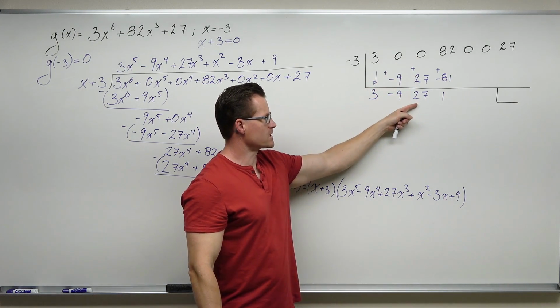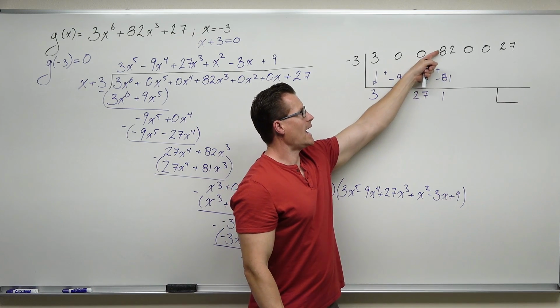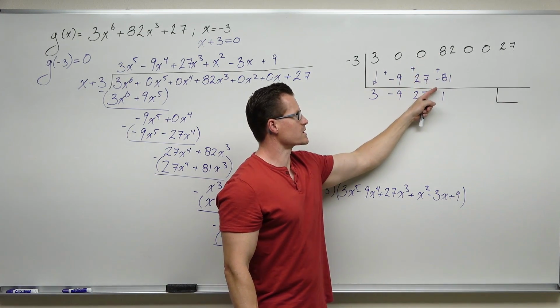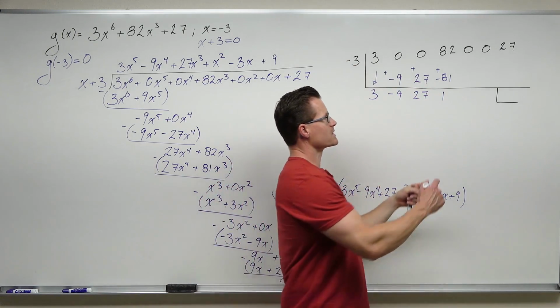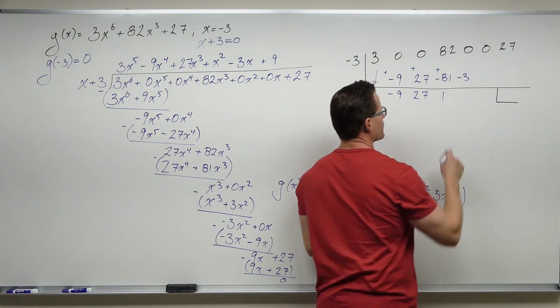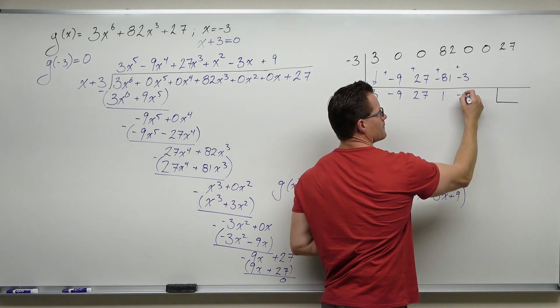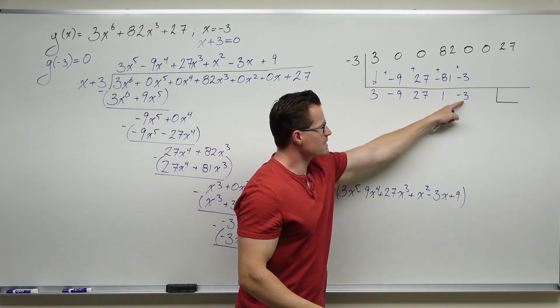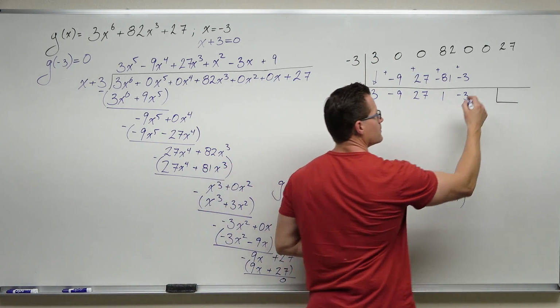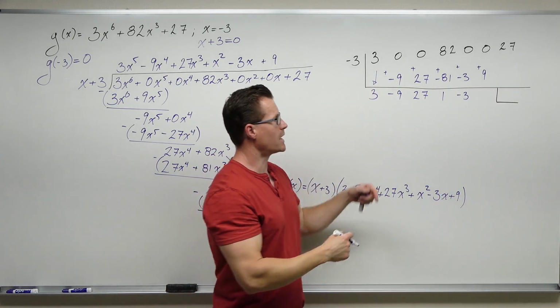0 plus 27 is 27. Multiply -3 times 27 is -81. Add, you get 82 plus -81 is 1. Multiply -3 times 1 is -3. And add 0 plus -3 is -3. Multiply -3 times -3 is +9. Add 0 plus 9 is 9.